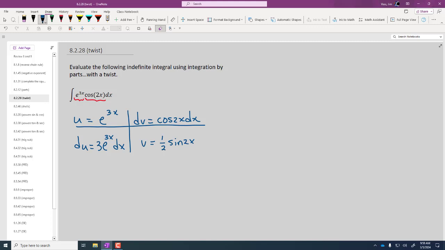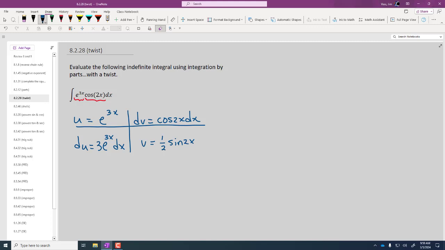You can always double check. You integrated to get to v, so you can differentiate your v to get back to the dv. If you differentiate sine of 2x, the derivative is cosine of 2x times 2. Then if you multiply that 2 by the half, it becomes a 1, and you get back to where you started. So if you have a tendency to get your derivatives wrong, double check.